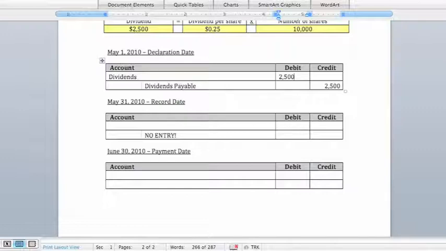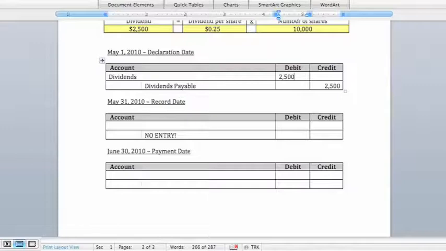Now note that dividends is a temporary account. And so in the closing process, think back to chapter 4, this dividend account will end up being closed out to retained earnings. When this happens, there will be a credit to that temporary dividend account and a debit to retained earnings, showing that we have paid out some of our hoarded or accumulated profits to shareholders.